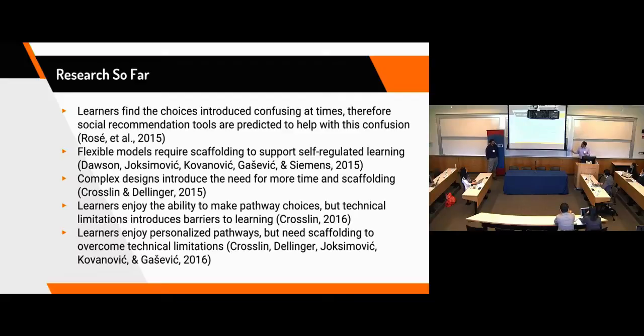There have been a few papers and projects that have studied this. This is a review of that. Our slides have the full references, so you can look at these papers. This is what some of those findings have found in the research. The learners do find the choices confusing at times. Carolyn Rosé and her team started working on some social recommendation tools that help learners connect with other learners that may have some answers for them. As you see, scaffolding gets repeated over and over again for self-regulated learning. They need flexible models.